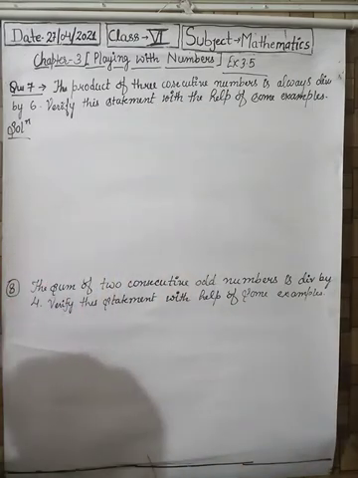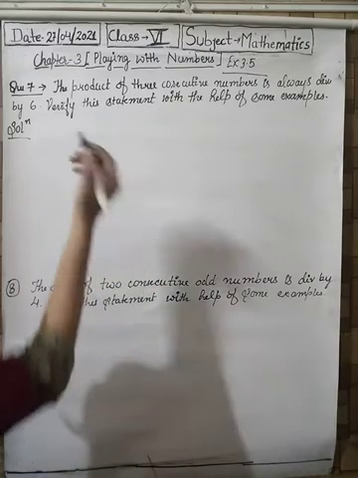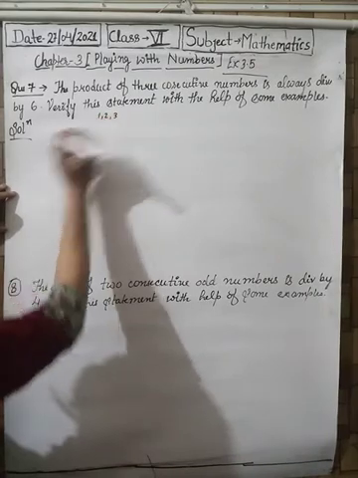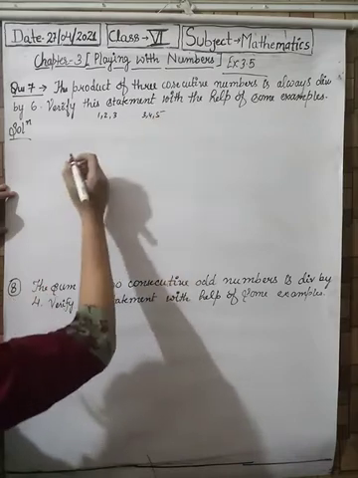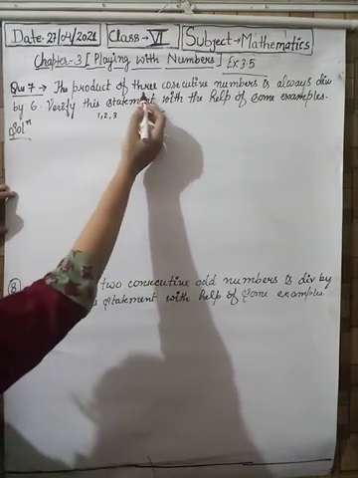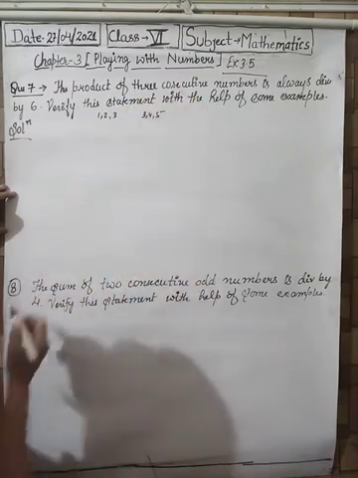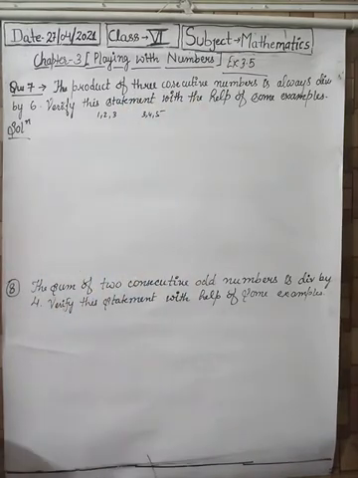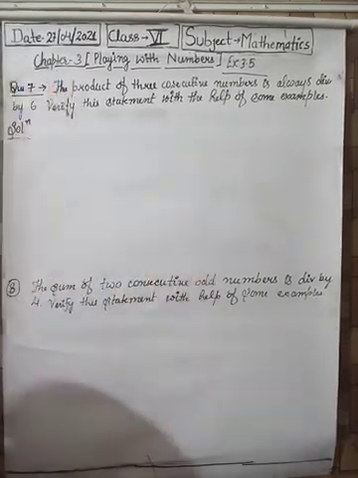Consecutive means the numbers which fall after each other or before each other. That means consecutive numbers are continuous numbers. For example, 1, 2, 3 are consecutive numbers. 3, 4, 5 are consecutive numbers. I am giving examples of 3 numbers because we need 3 consecutive numbers. So based on these, let's solve question number 7.